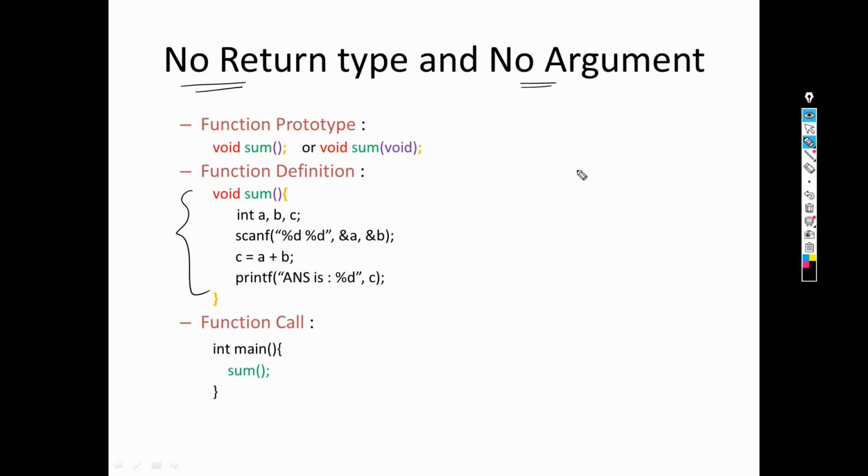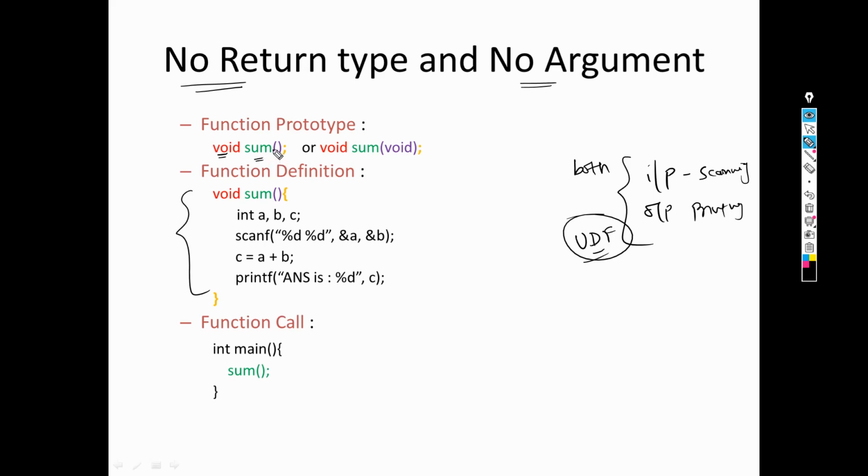It means that both input and output, or we can say scanning and printing, both will be done by the UDF. So now you can see the prototype. Since it is not returning any value, the return type is void. The meaning of void is nothing, so we have written void.